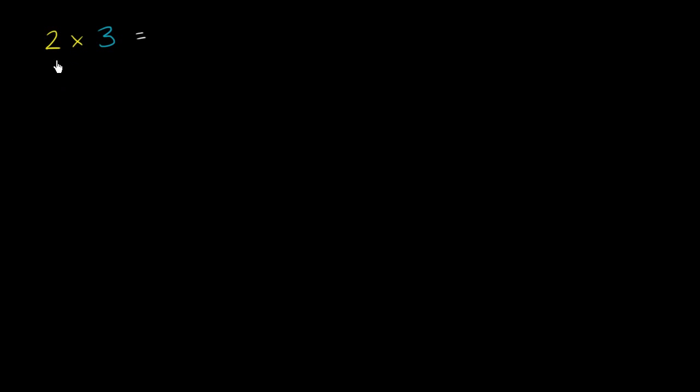You already know that we can view multiplication as repeated addition. So if we had 2 times 3, we could literally view this as 3 2's being added together. So it could be 2 plus 2 plus 2. Notice this is 1, 2, 3 2's. And when you add those 2's, you get 6.